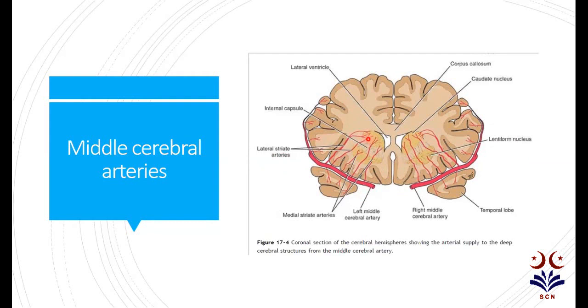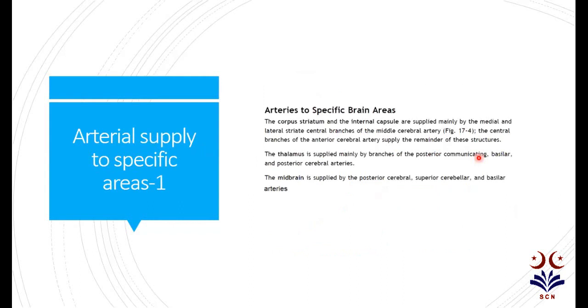These are the lateral striate arteries and the medial striate arteries, coming from the middle cerebral arteries. This is left and this is the right. So that covers the arteries with specific brain areas. I told you many times about the medulla, pons, and midbrain. I've already told you in separate lectures.